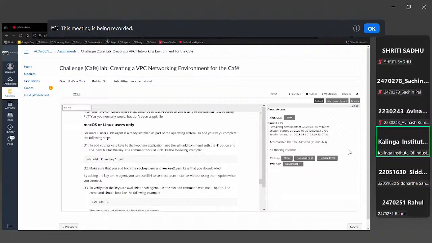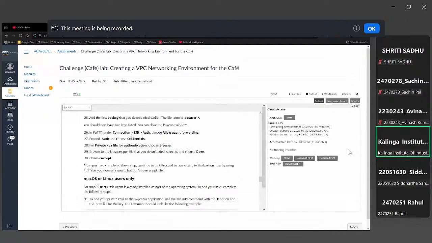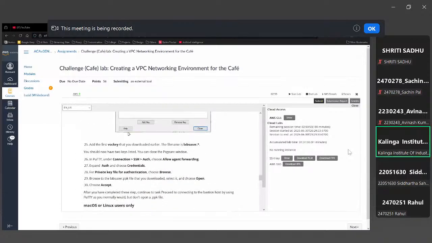We are discussing something else. You don't require a PEM file even if your operating system is Windows. The PPK file is required, that is restricted, so you can connect to any of your friends, get this file, and upload it in here. Otherwise you can skip this, you can directly connect to your instances through the public IP.